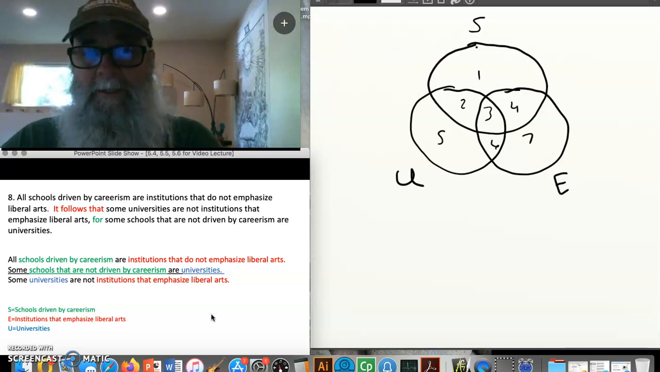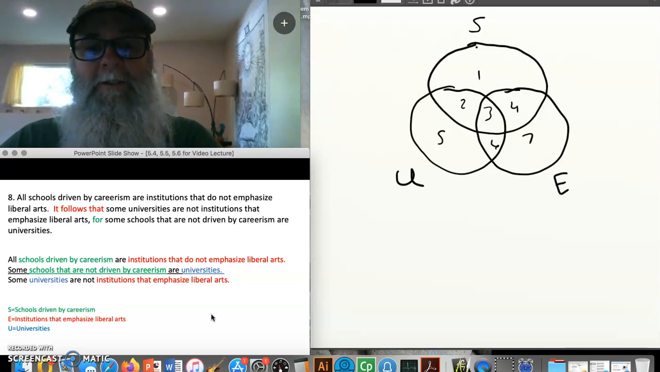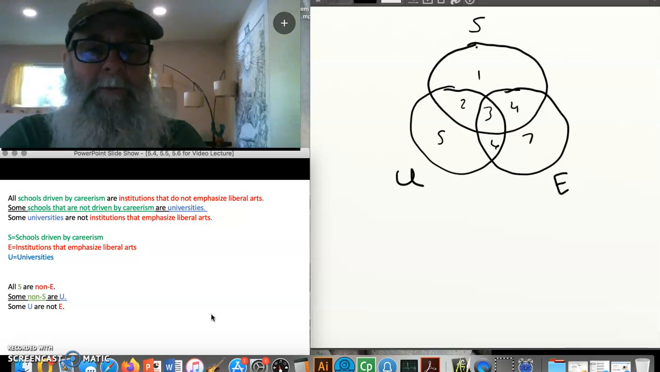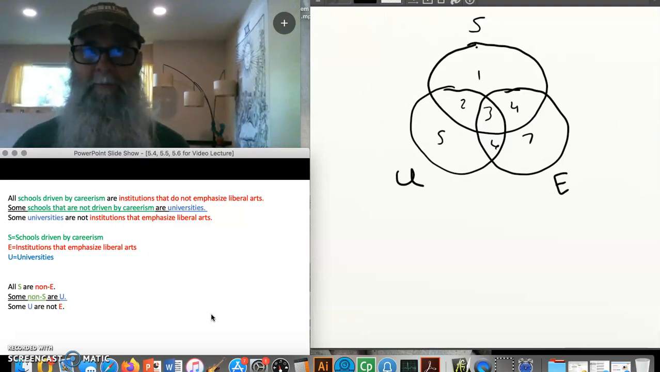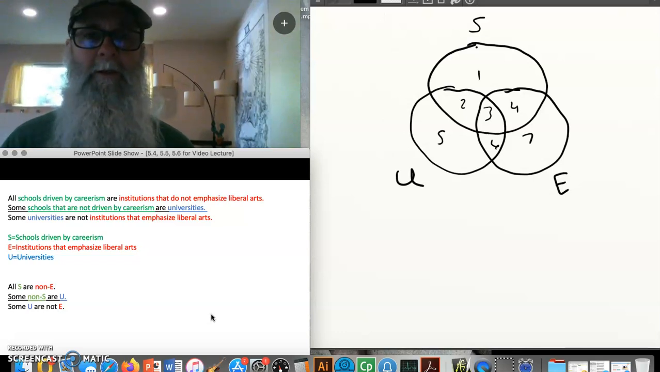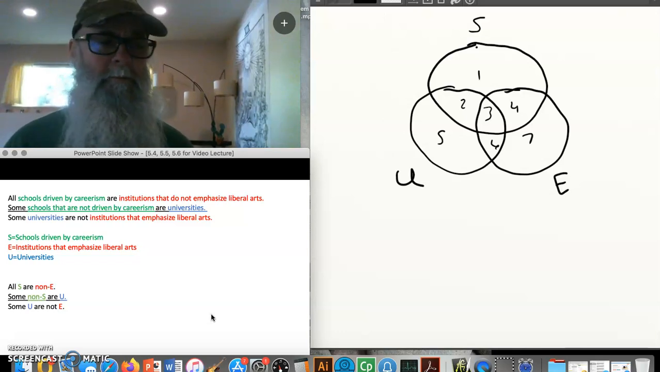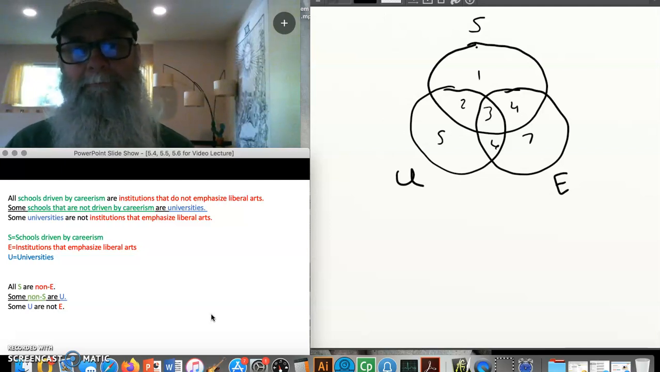So now what I'm going to do is symbolize this argument using those three letters, and I'll come up with something that looks like this. All S are non-E, some non-S are U, and some U are not E. Okay, this is much more manageable for me than what we started off with. We started off with this word soup that was difficult to understand, but now I can really see clearly the structure of the argument.